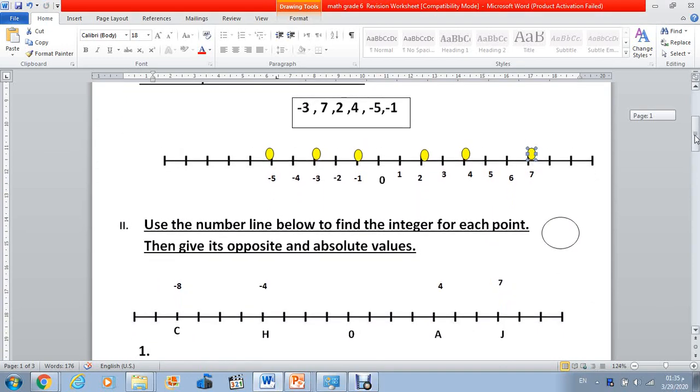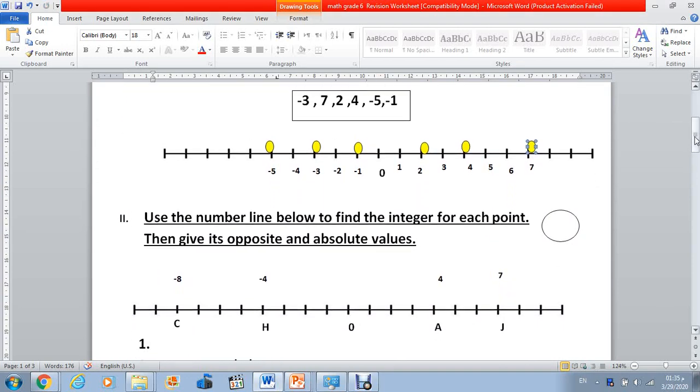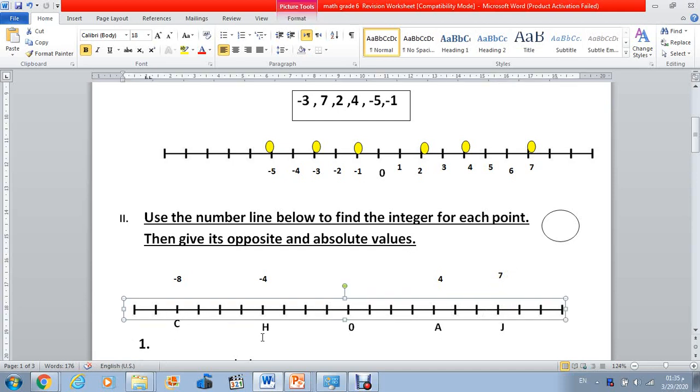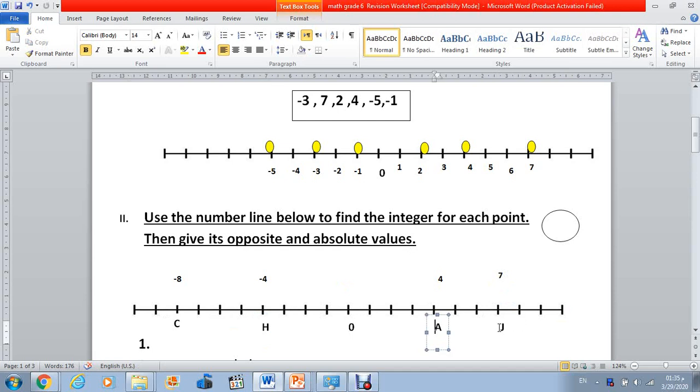Now here, use the number line below to find the integer for each point. Then give its opposite and absolute value. I have already written the letters here for you: C, H, A, and J.